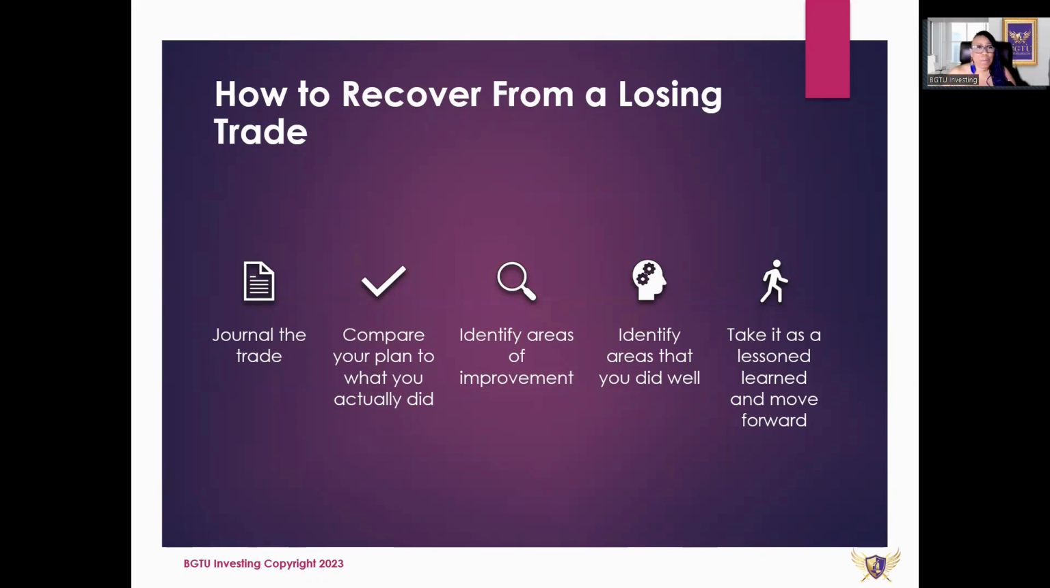Identify areas that you did well. It ain't all bad. Because when you see some of these trades, because I actually pulled them up, I entered where I should have entered. I just didn't exit where I should have exited.